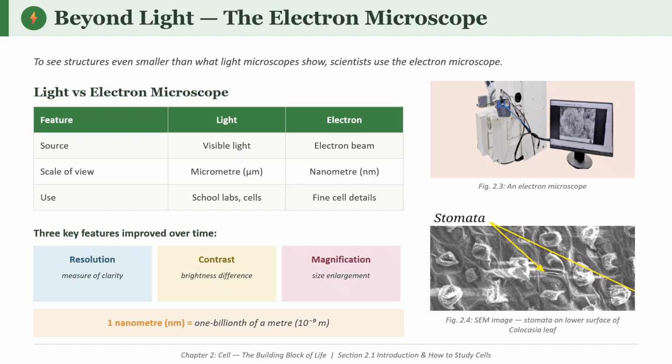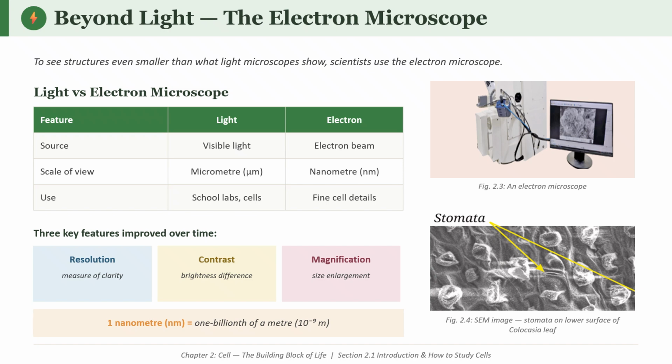Here, apart from what I told you, children, in school we'll be using compound microscope, simple microscopes. When you go to some research institutions and universities, you can find the electron microscope. The maintenance of an electron microscope is not that easy, so universities will be holding them. To see structures even smaller than what a light microscope can see, scientists mostly opt for the electron microscope.